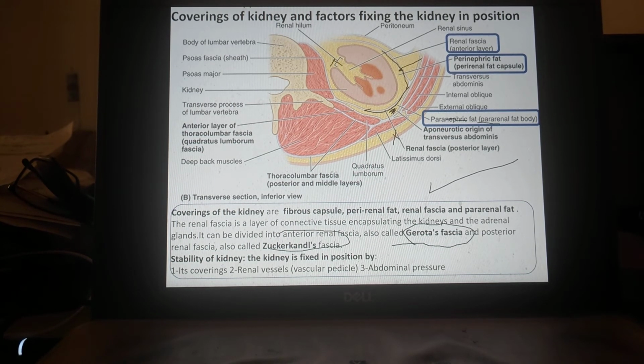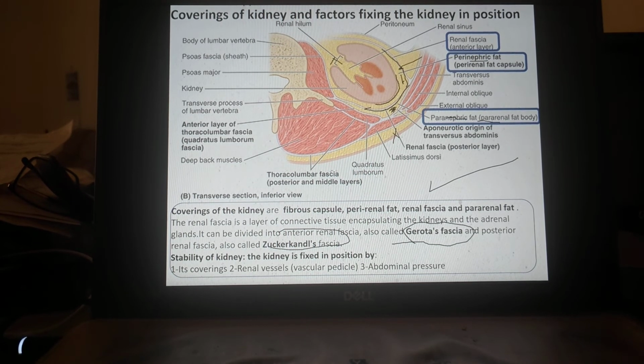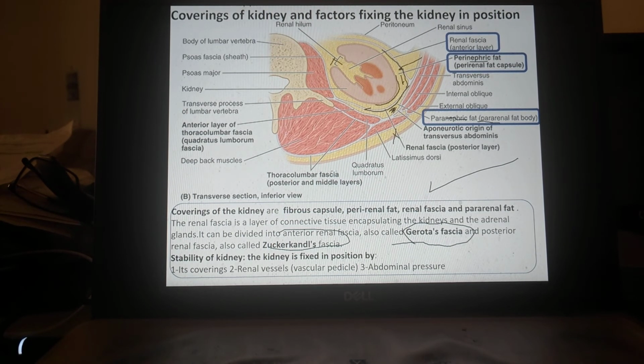Deeper to this fascia, you can find another layer of fat called pre-nephric fat or pre-renal fat. And finally, you can find here the renal capsule. So this fatty fascial layer helps to fix the kidney in position. And it's important. If this fat is lost, for example in some people who starve to decrease their body weight, sometimes the kidney drops down. It's called ptosis of the kidney.